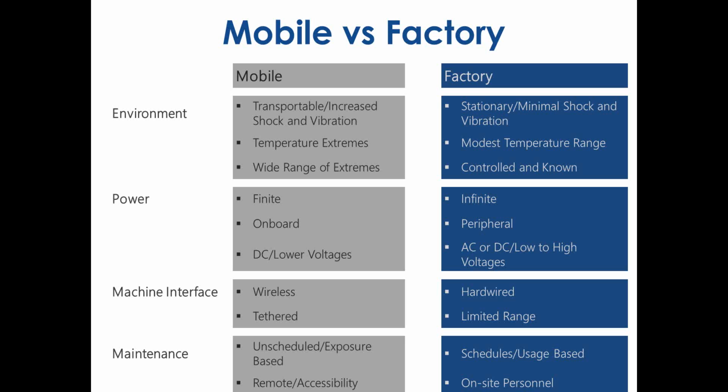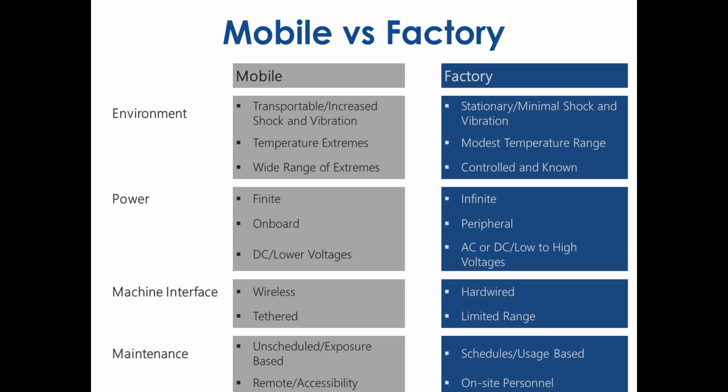A big piece to deal with is power. Typically in a mobile platform, your power is finite. You're carrying your power source with you if it's batteries. If you're tethered, you have different things you have to worry about. You can only go so far. You have to worry about carrying the load of the tether with you. In a factory, it's pretty much infinite. It's just an infinite power source. More power can always be had.